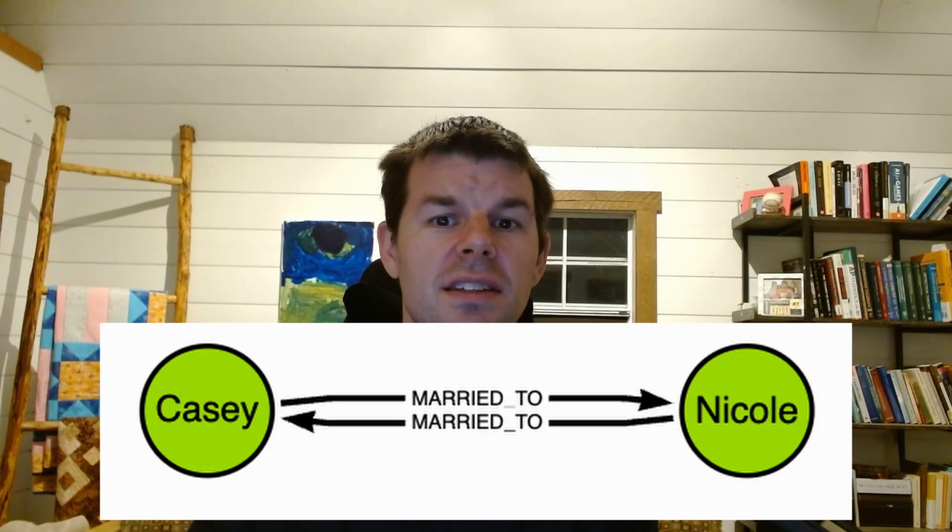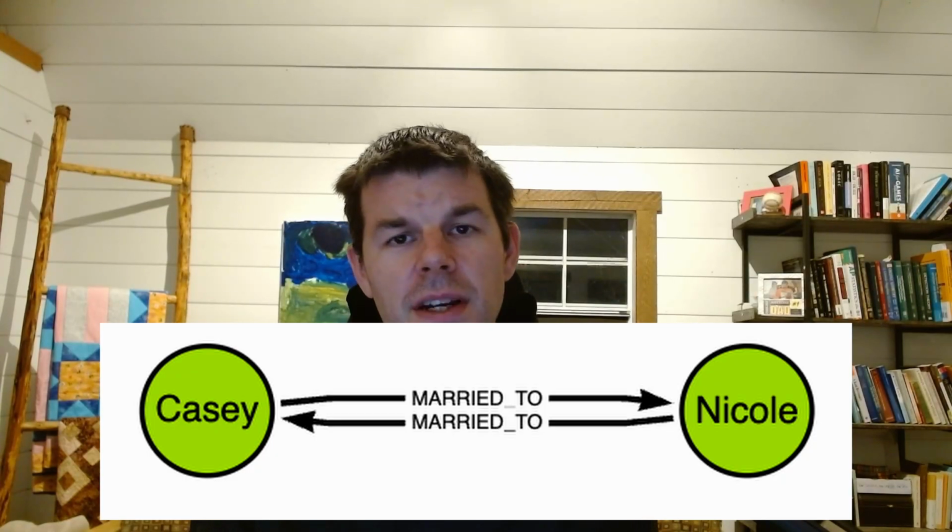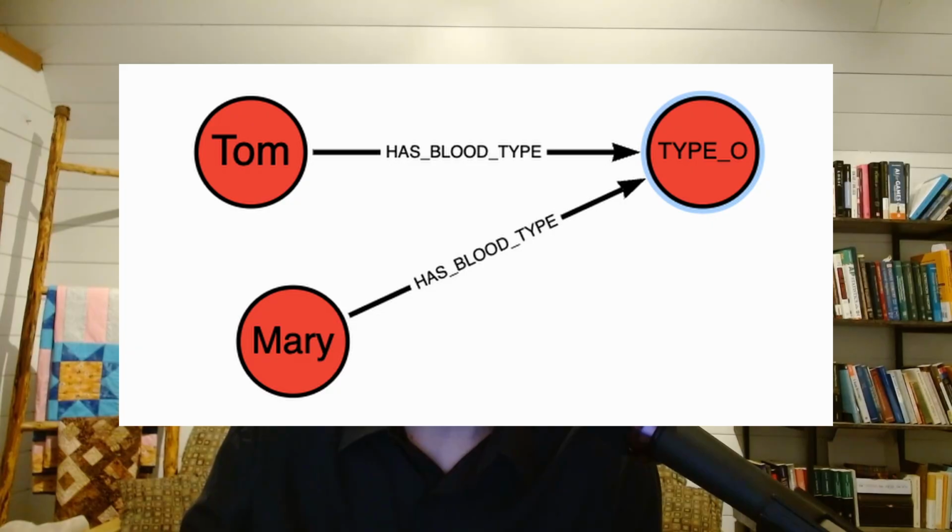We create nodes in each case. We draw arrows between them that represent the edges. So we've got Casey and we've got Nicole, and they're connected by married to edges that are going in both directions. For our one-to-many, we have our blood type, type O, and that's connected to both Tom and Mary by this has blood type relationship.